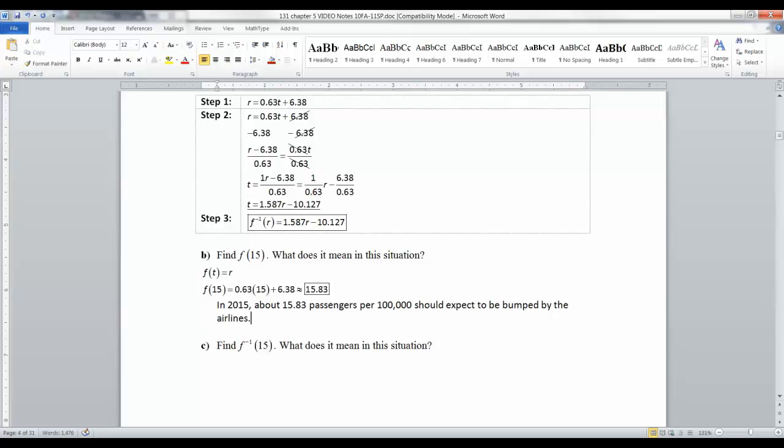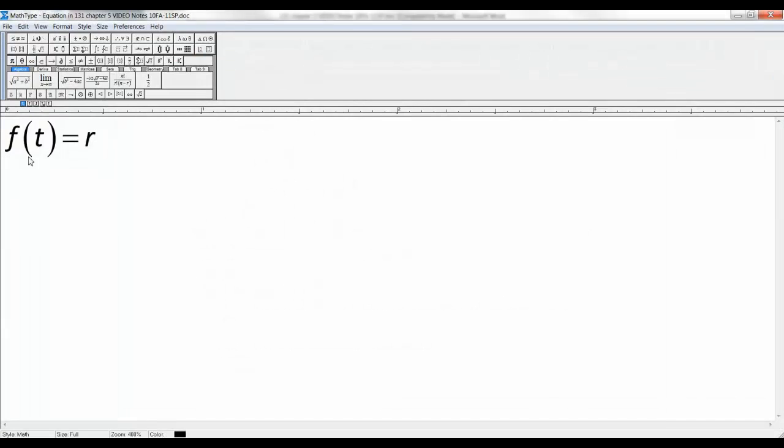And of course, like with most things, as long as you're making a full sentence that explains both the 2015 and the 15.83 and has appropriate units, you're good. So you could say, by 2015, we should expect bumping rates to increase to a level of 15.83 passengers per 100,000, something like that. That's fine.